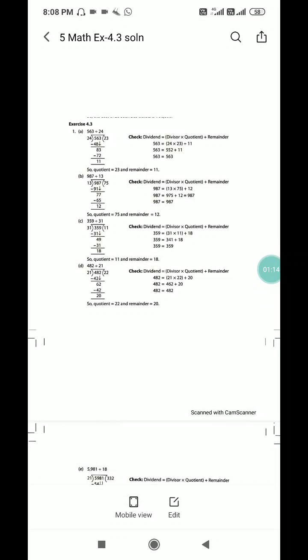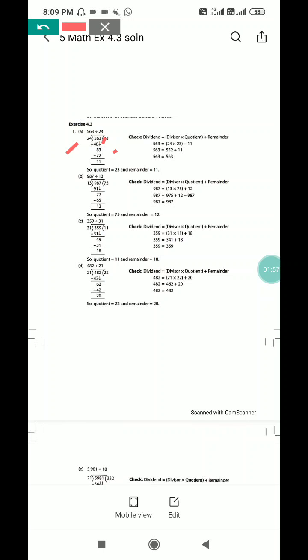So question number 1 is here. Divide 563 by 24. So simple, what we did in the previous class, we will do the same thing. We will put the number like this, 24 divided by 563. So 24 2s are 48. So 48 we have written. So 56 minus 48 equals 8, and 3 we will take from there, so it would be 83.